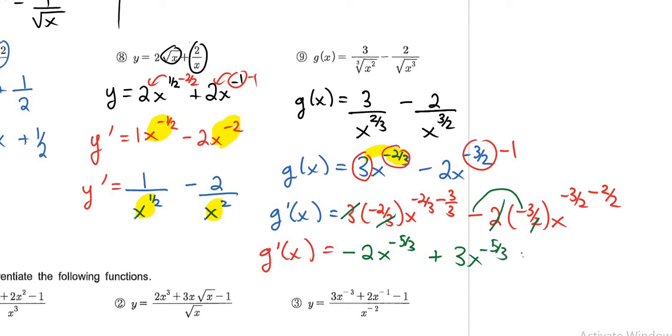And if you just want to finish this off with positive exponents, it would be negative 2 over x to the 5/3 plus 3 over x to the, oh sorry, not 5/3, but there's supposed to be a 2 here. 5 over 2. Okay, so I do apologize for that. I already made a mistake in the video here. This is 3x to the negative 5 over 2. Okay, so sorry about that. Okay, let's move on.